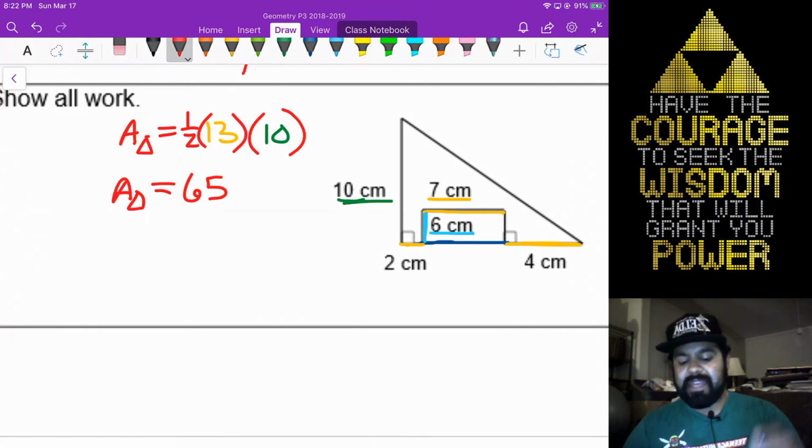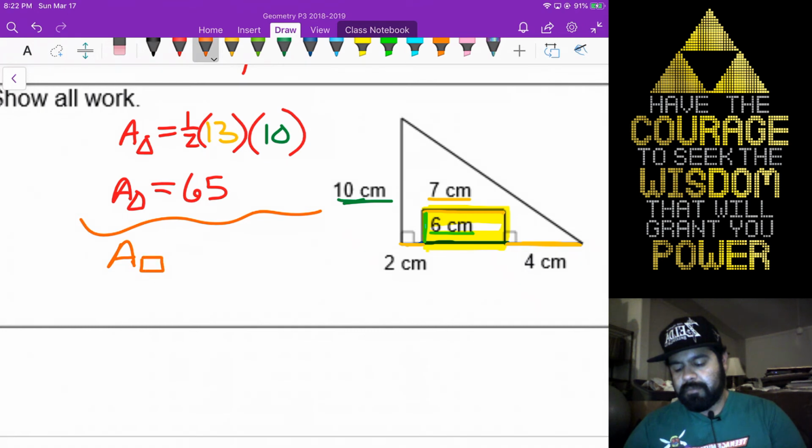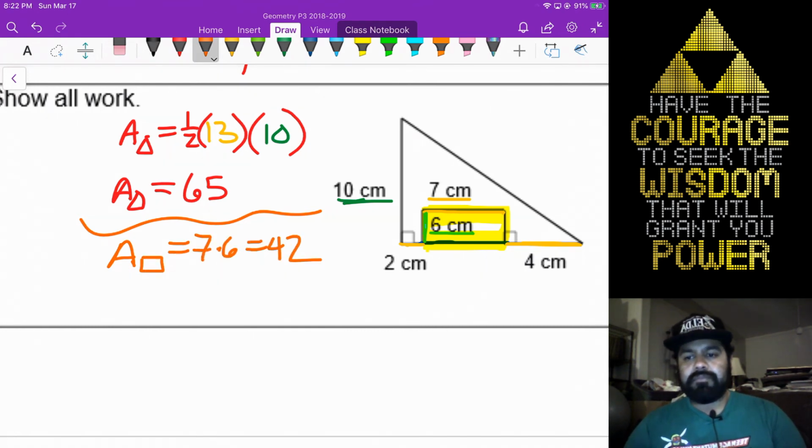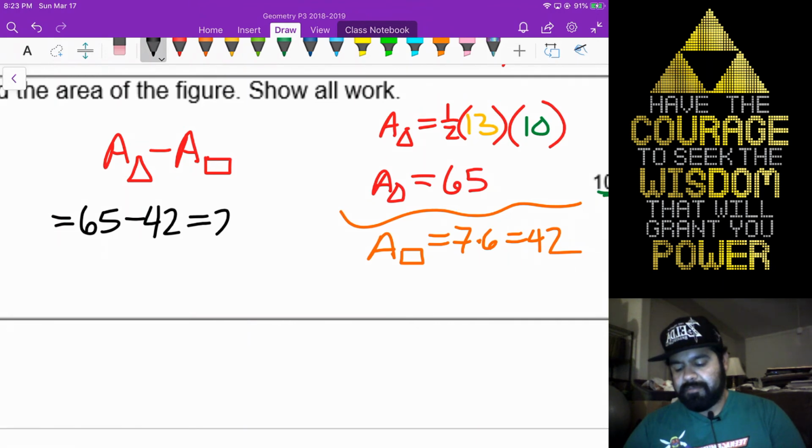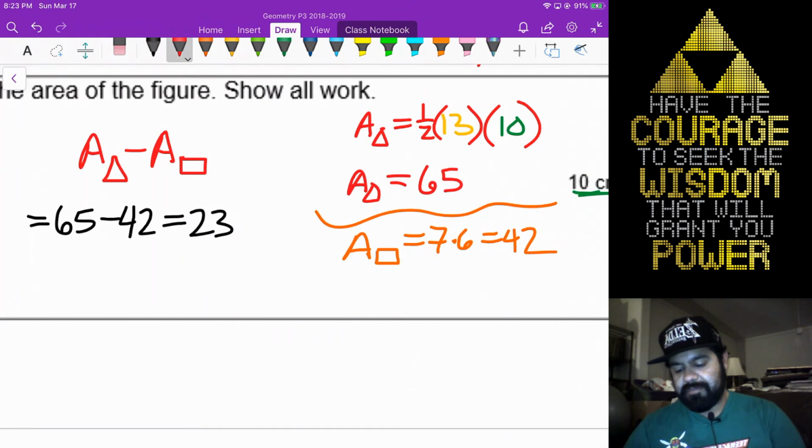Now we're going to find the area of that little rectangle, which is right inside here, which is going to be a dimension of 7 by 6. So the area of our rectangle is just 7 times 6. Now the fun part, just take the difference between those two. So that's 65 minus 42, 23. And then I believe it's centimeters.